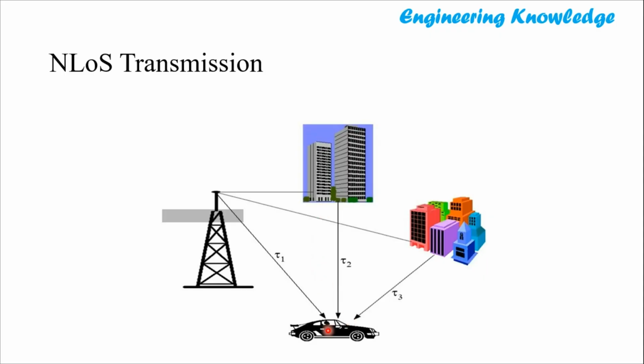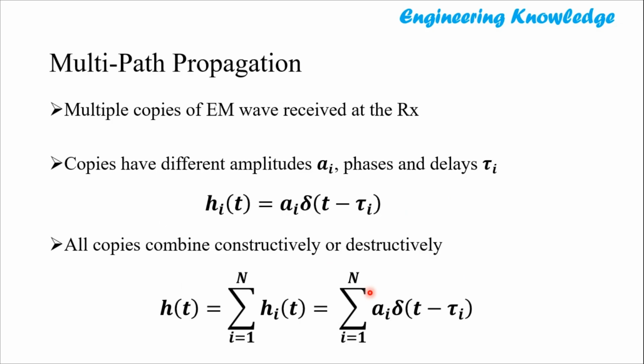We basically have a mobile user, so it is generally moving. It will have a direct component if possible, but other than that, all the major components will come after getting reflected, diffracted, or scattered, after experiencing certain delays. So this is what leads to the concept of multipath propagation. Multiple copies of the EM waves are received at the receiver. We model the system as a linear time invariant system. In a linear time invariant system, we have a concept of impulse response. The impulse response is defined as the response of the system when a unit impulse is applied to the input of the signal.